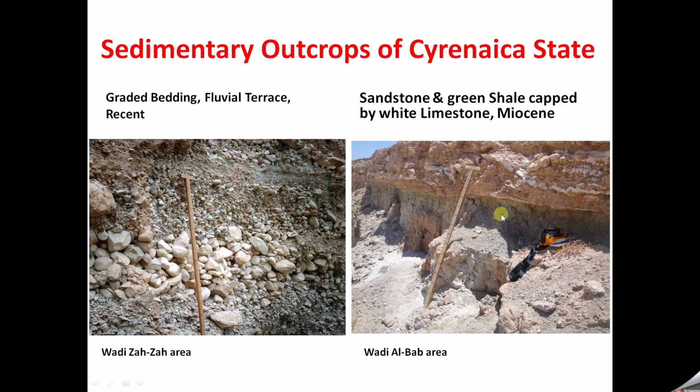This layer, green shale, was transported in suspension and deposited as shale, and these two layers are topped by carbonate rocks, the white one. And this outcrop is basically in Cyrenaica, in Wadi Bab area. And this outcrop, as I said, is in Wadi Zaza area in Jabal al-Akhdar. It was very close to Persis area.